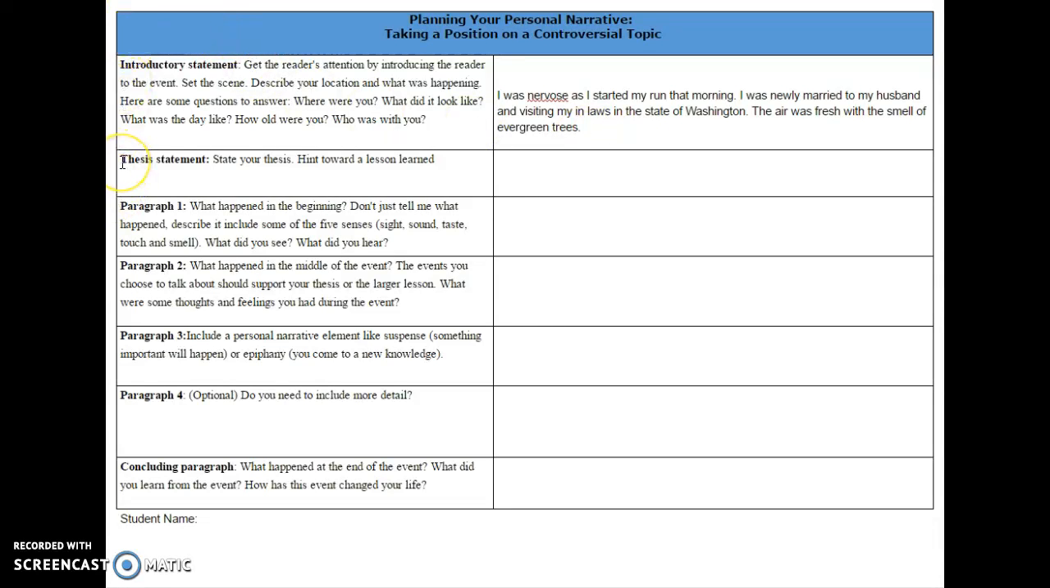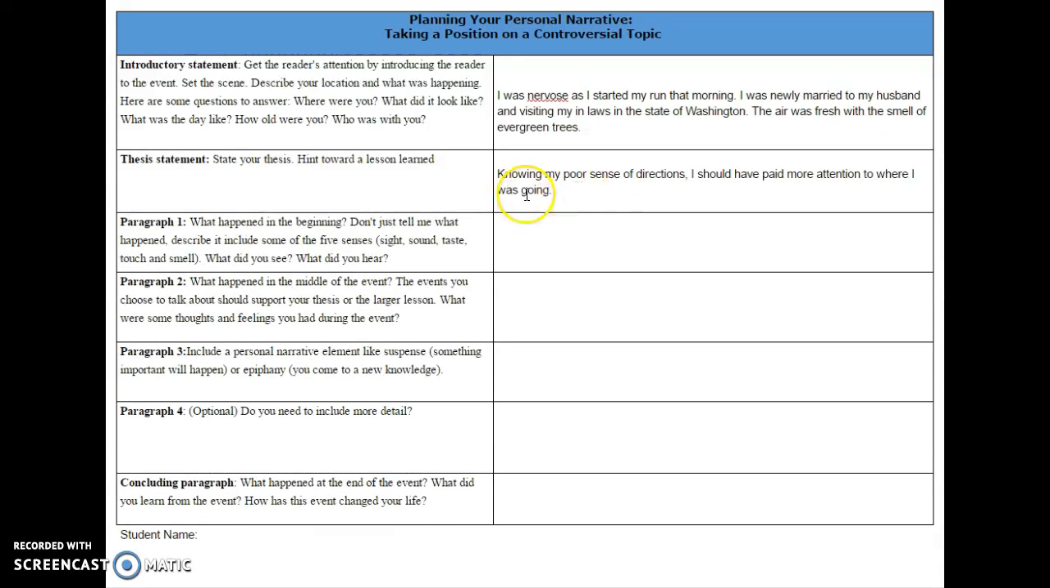The next thing we're going to do is write our thesis statement. Now this is where we hint toward our lesson learned. Why is this event so important? This is my thesis statement. Knowing my poor sense of direction, I should have paid more attention to where I was going. So I'm hinting towards the fact that I'm going to talk about probably that I'm getting lost.